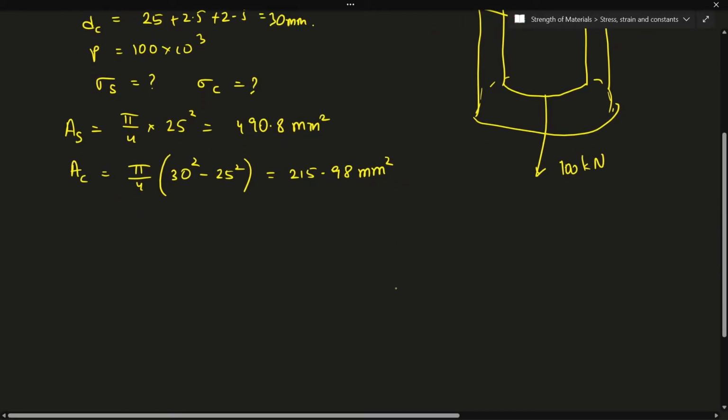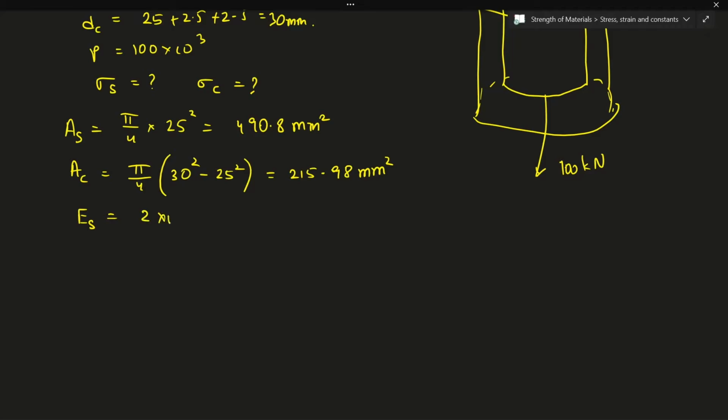Now ES, the elastic modulus of steel, is given as 2 into 10 to the power of 5 Newton per mm square, and the elastic modulus of copper is given as 1.2 into 10 to the power of 5 Newton per mm square. Right, so now with all of these things, I will assume the load taken up by the steel as PS and the load taken up by the copper as PC.